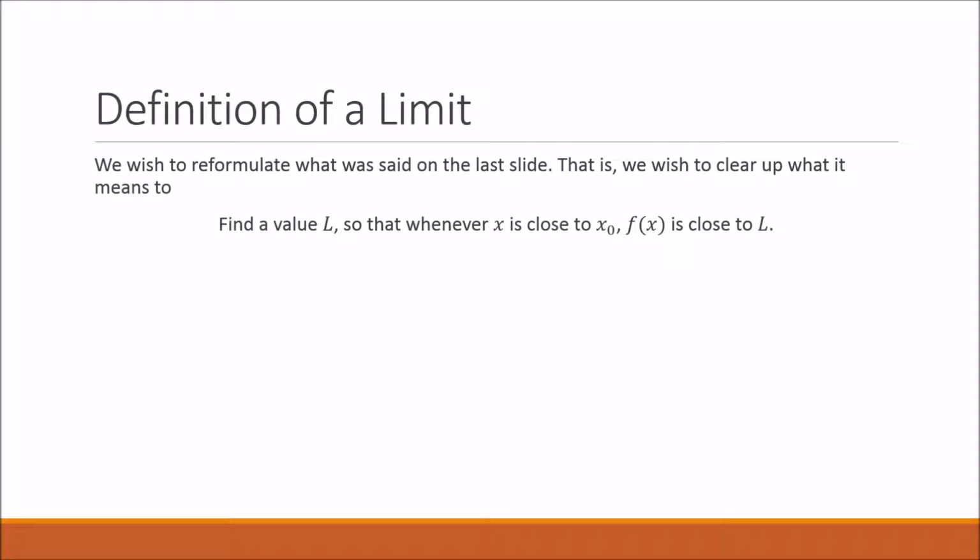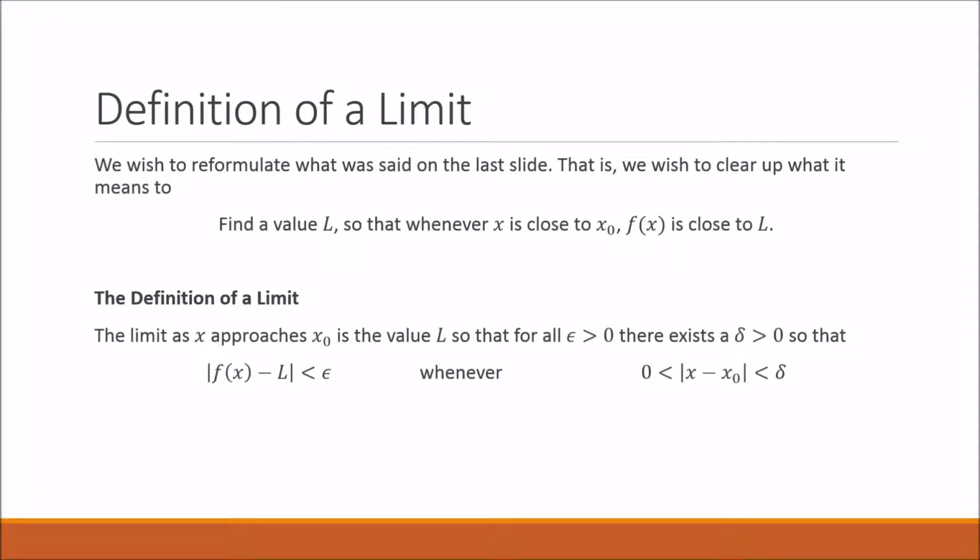So, the definition of a limit. From the last slide, we wish to reformulate what was said, that we want to find a value L, so that whenever x is close to x naught, f of x is close to L. Well, this gives us a definition of a limit. So the limit as x approaches x naught is the value L, so that for all epsilon greater than 0, there exists a delta greater than 0, so that the absolute value of f of x minus L is less than epsilon whenever the absolute value of x minus x naught is between 0 and delta.